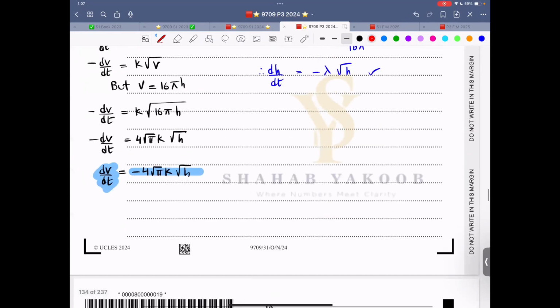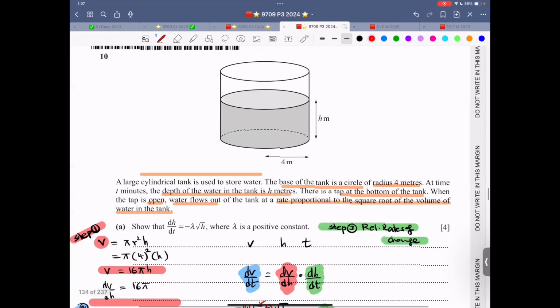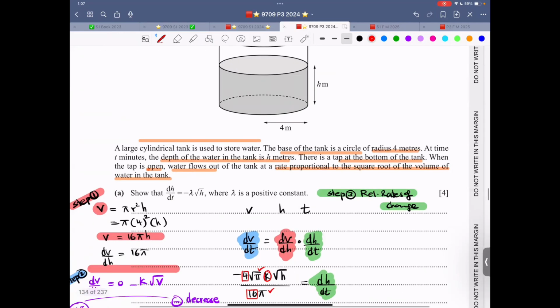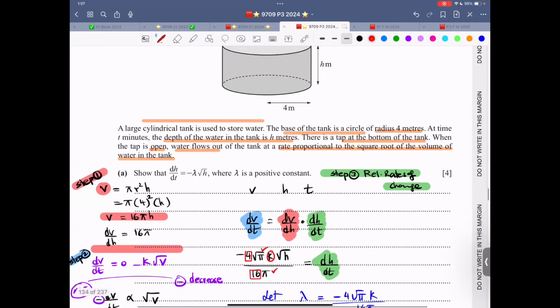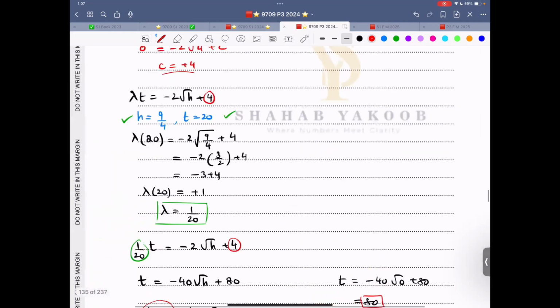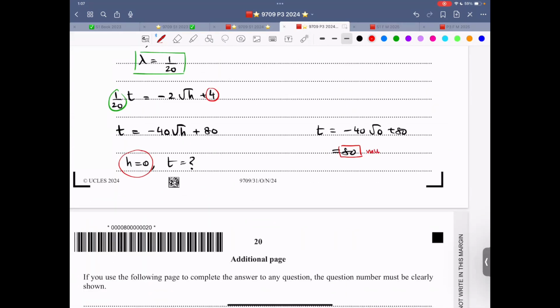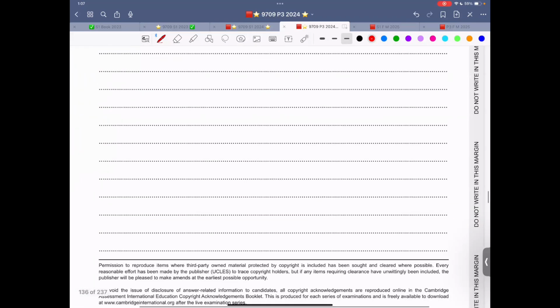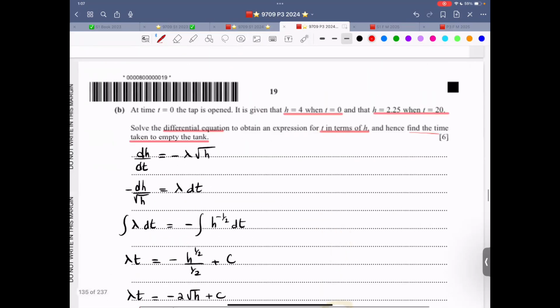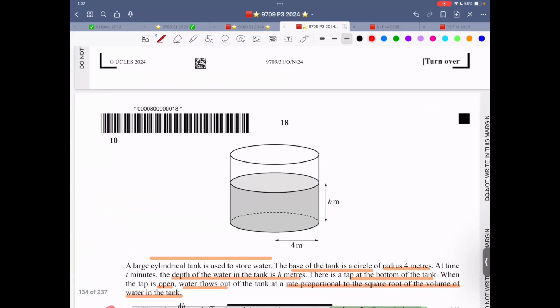Is there any unit mentioned? I don't think so. Meters as mentioned. And what about the time? At time t minutes. So therefore, if it's minutes, I'll write t minutes. That is the answer for this part. And there was only one question over here. So only question number 10.